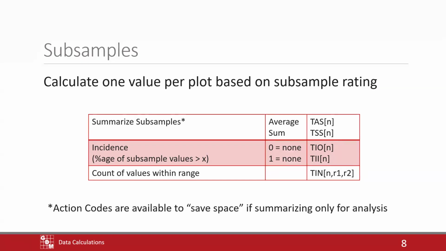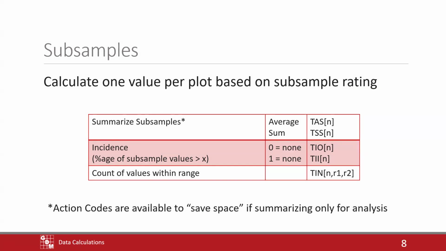Next type is subsamples. If your assessments are based around subsamples, there's a few different ways you can summarize those subsample ratings. If you want to create a calculation, create a summary, if you will, from those subsamples. You can do very basic, average, or sum with subsamples. Maybe a little more interesting of a calculation would be incidence.